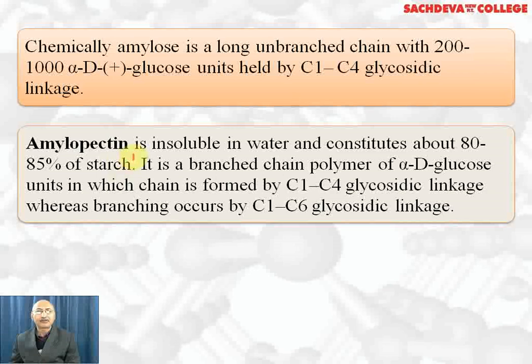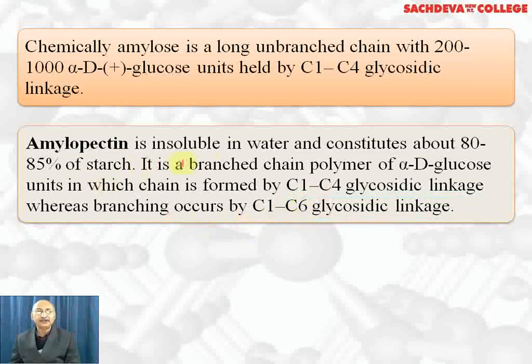Amylopectin is insoluble in water and constitutes 80 to 85% of starch. It is a branched chain polymer of alpha D glucose units in which the chain is formed by C1, C4 glycosidic linkage, whereas branching occurs at C1, C6 glycosidic linkage.